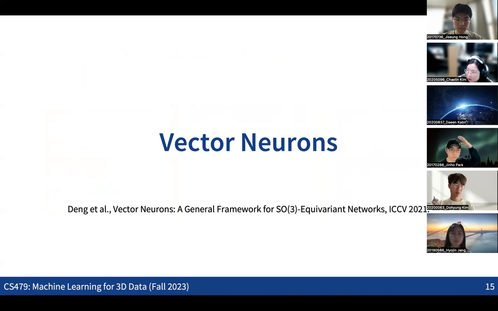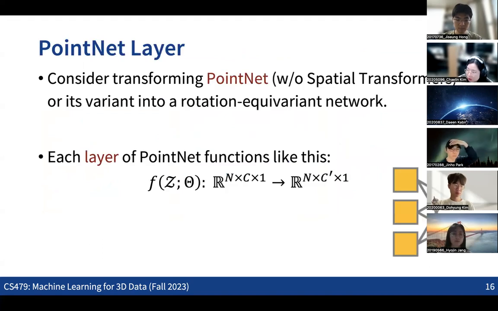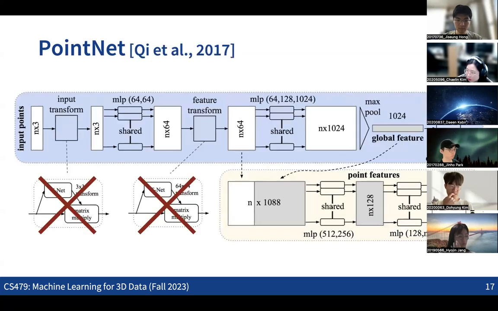So here the idea is that we are not going to make a completely new architecture, but we want to just transform the given PointNet without special transformation parts, in terms of achieving rotation equivariance and rotation invariance. So how can we do that? That's the basic idea. So let's briefly remind ourselves of the architecture of PointNet.